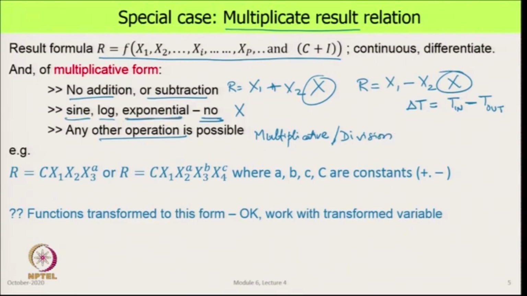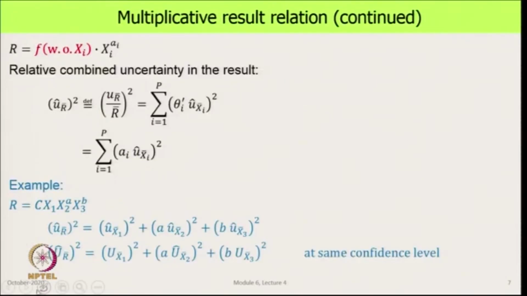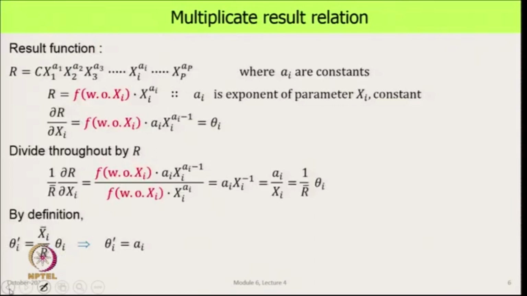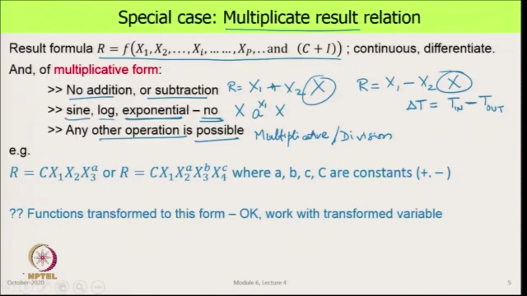And when we said exponential, what we are saying is that some number raised to the power x1 is not allowed. What is allowed is x1 to the power a, or x2 to the power m. This is okay, where a and m are constants. But a constant to the power of a parameter is not allowed.